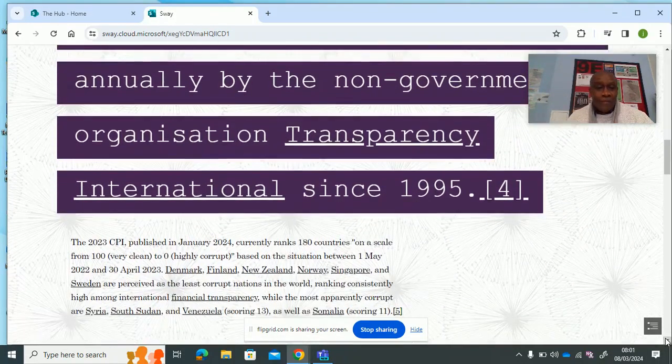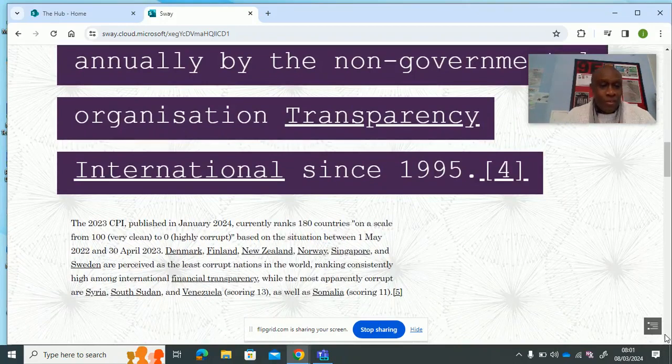Okay, now in 2023, the CPI, published in January 2024, ranks 180 countries on a scale from 100, very clean, to 0, highly corrupt, based on the information. And the information is very, very robust. Denmark, Finland, New Zealand, Norway, Singapore, and Sweden are perceived as the least corrupt nations. The most corrupt nations are perceived as Syria, South Sudan, and Venezuela, scoring 13, as well as Somalia, who are at the bottom, scoring 11 out of 100. That is very, very low.